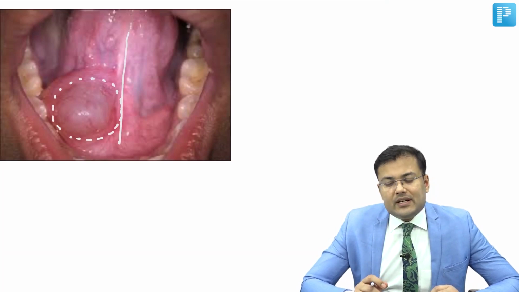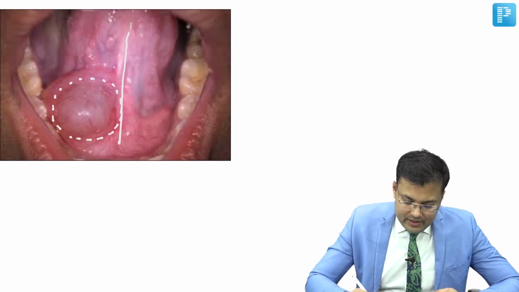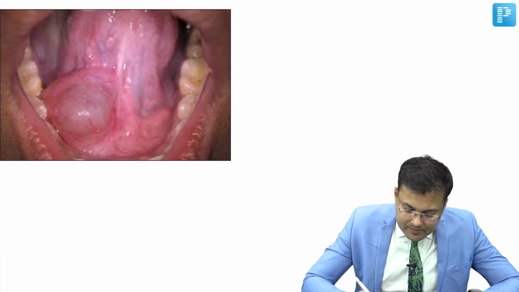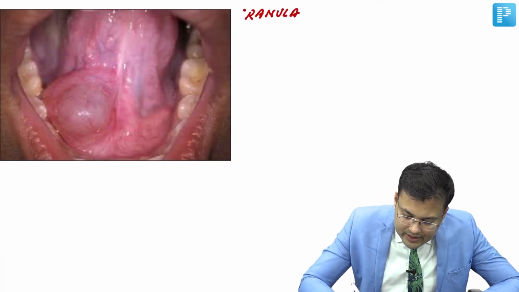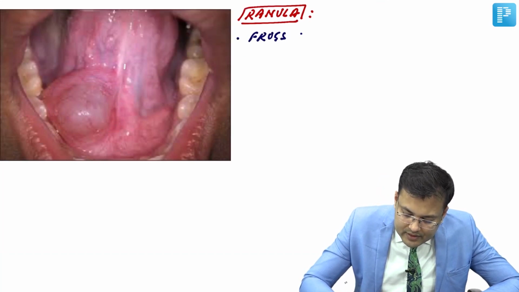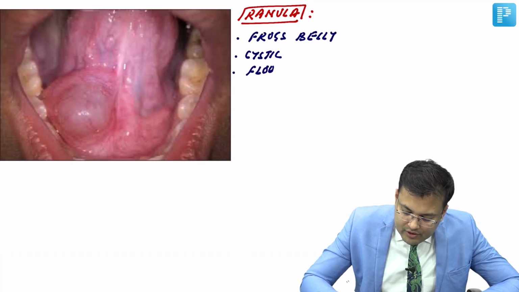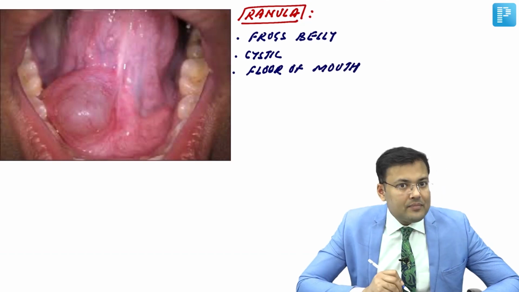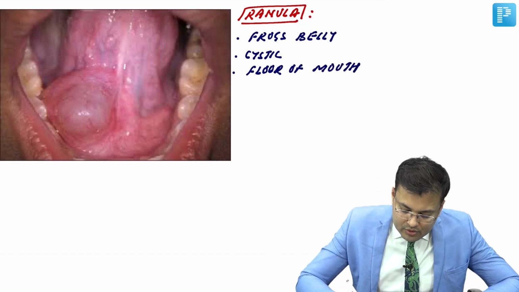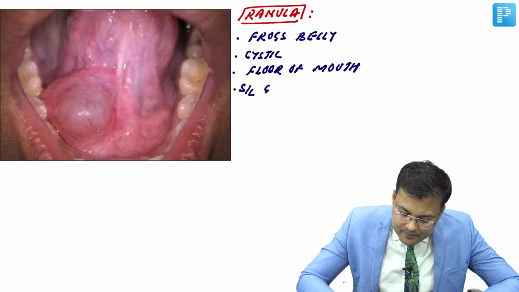So what's the name of this condition? This is ranula. So this is ranula, very very important. It resembles a frog's belly. Why? It's bluish, resembles a frog's belly, and it's cystic. What is the location? Located in the floor of mouth. It is in relation to which gland? It is in relation to the sublingual gland.